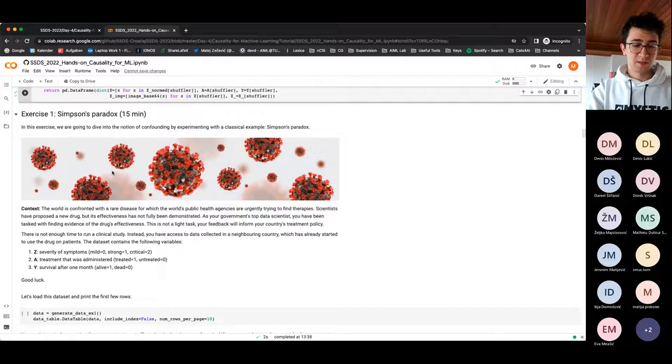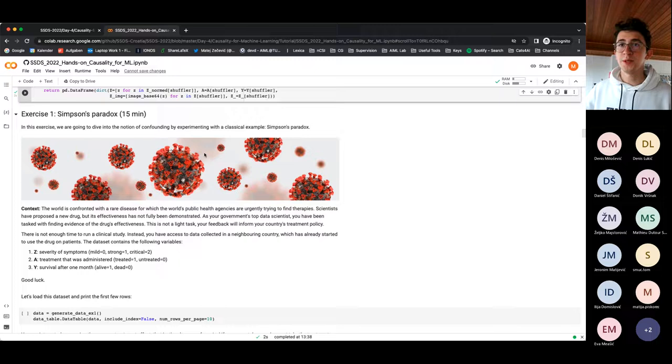We'll give this one 15 minutes. Exercise one is called Simpson's paradox. We didn't actually talk about Simpson's paradox, but it's strongly related to all these things that we have seen so far, also to the biology example we had in Causality for Machine Learning one. It has to do with spuriosity and confounders, and so we are now going to dive deep into this one.